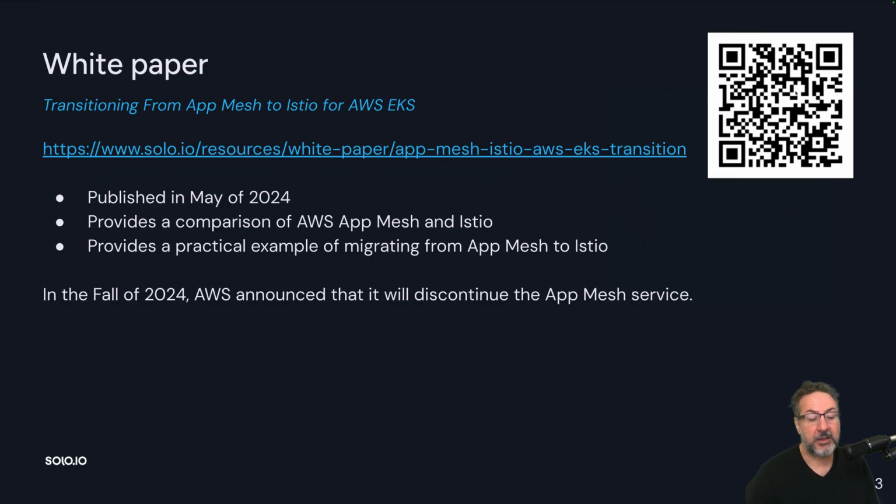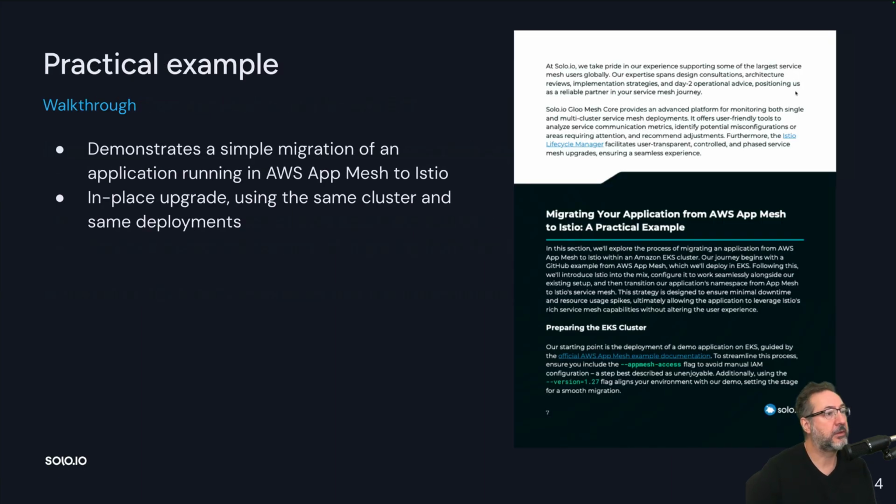Now, since the publication of this white paper, in the fall of 2024, AWS announced that they will discontinue App Mesh in the near future, maybe a year or two from now. And so it's apropos to perhaps revisit the white paper, and as an aid to the white paper, this recording will accompany it and will walk you through essentially the process of going through that practical example, standing up a cluster. We'll walk through it together in a moment.